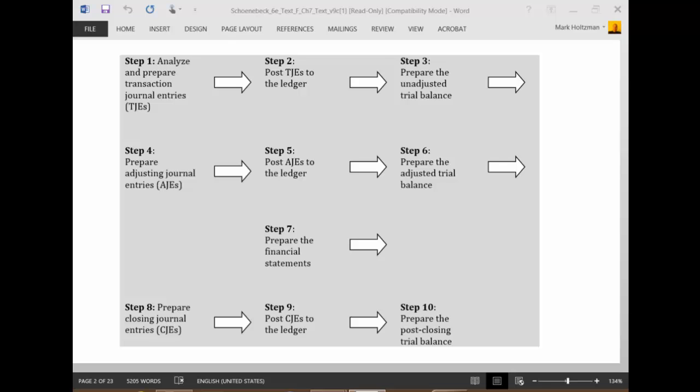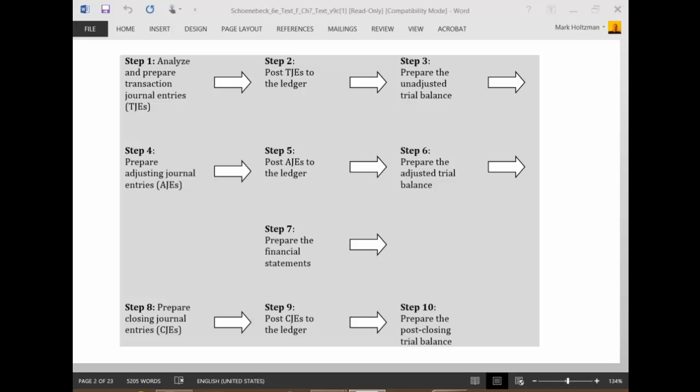Preparing what we call adjusting journal entries is the first thing on our docket for the day. Then posting them and preparing something called the adjusted trial balance. The adjusted trial balance is what we use to prepare the financial statements. That's step 7. And then steps 8, 9, and 10 are to prepare closing journal entries, post them to the ledger, and prepare what's called the post-closing trial balance. So it's a lot of different things.